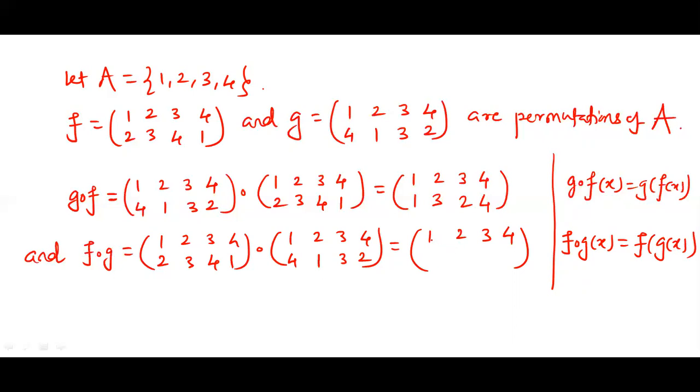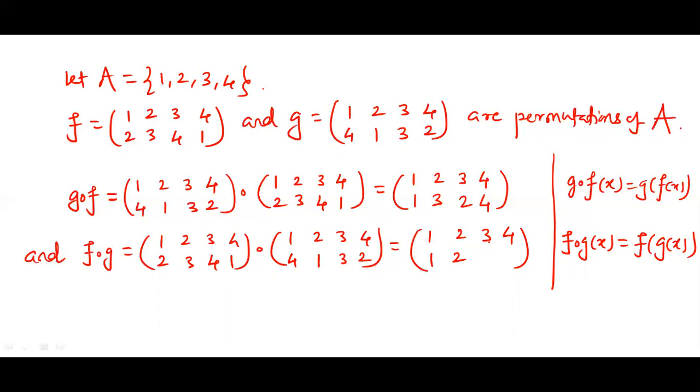f naught g of 1 is equal to f of g of 1. g of 1 is 4 and f of 4 is 1. Okay. f naught g of 2 is equal to f of g of 2. g of 2 is 1 and f of 1 is 2. Okay.